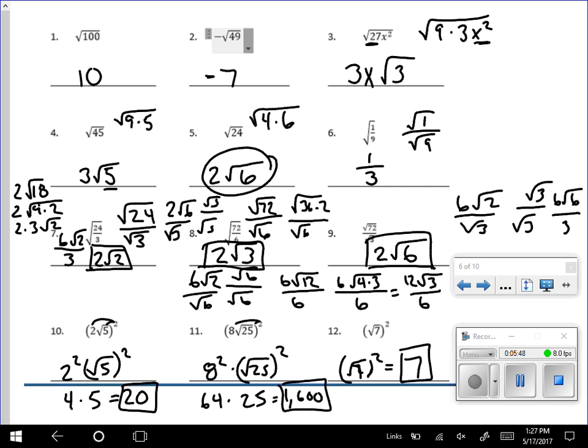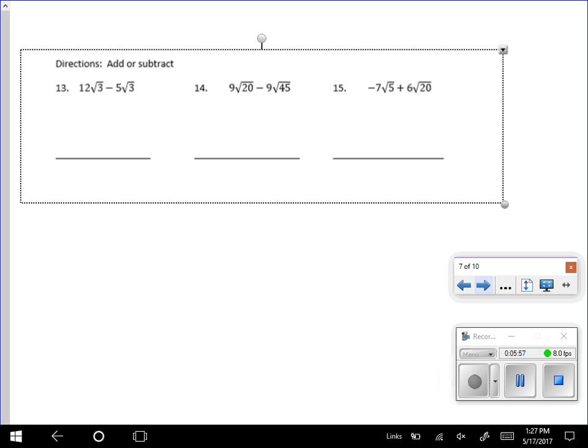Okay, so you'll have about the same number of simplifying radicals, similar types of problems on your test. You also need to be able to add and subtract radicals. So 12 minus 5 times the square root of 3. Remember, we just pull out those front numbers, so we would have 7 times the square root of 3. Make sure this is simplified.